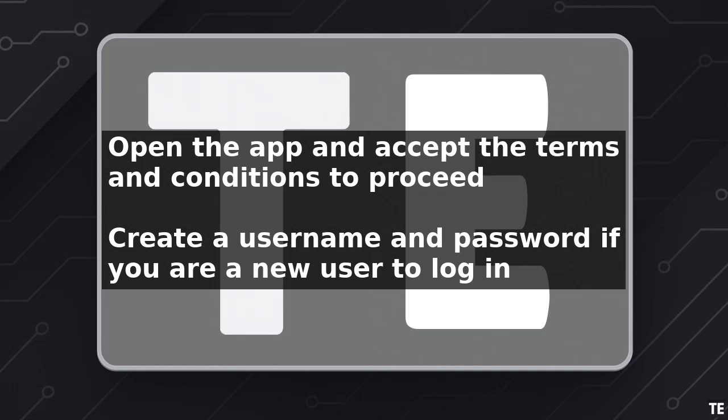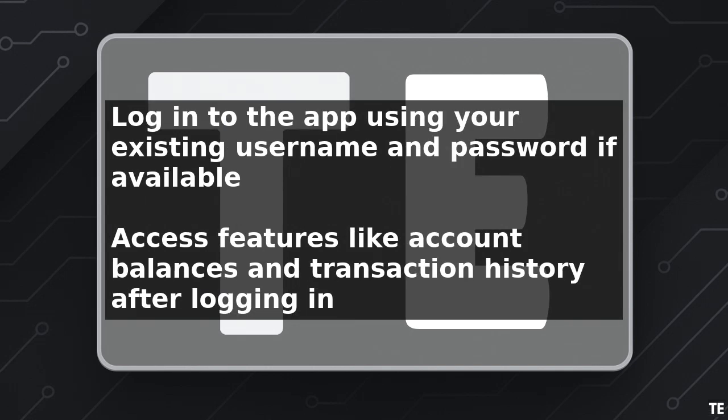If you are already a TD Bank online banking user, you can use your existing username and password to log into the app. Click on the Login button and enter your username and password in the required fields. Once you have logged in, you will have access to a range of features and services, including account balances, transaction history, bill pay, and mobile deposit. You can also use the app to find TD Bank branches and ATMs, and to contact customer service.